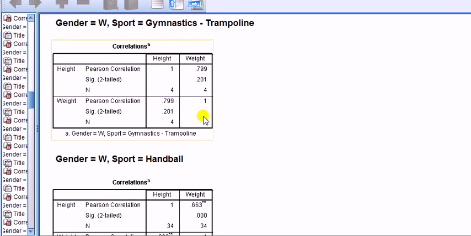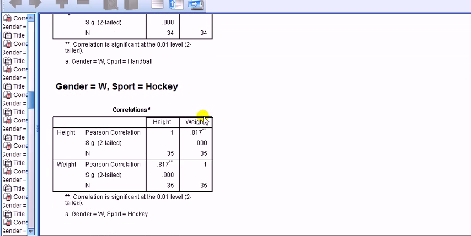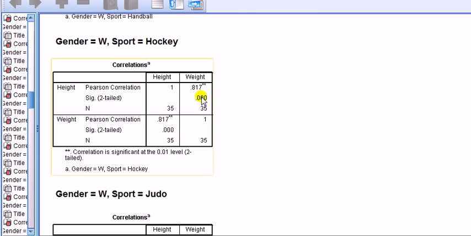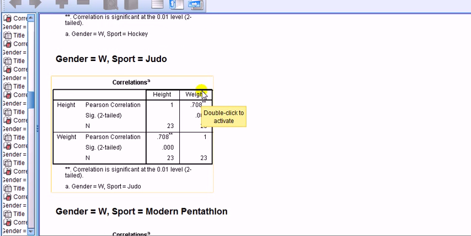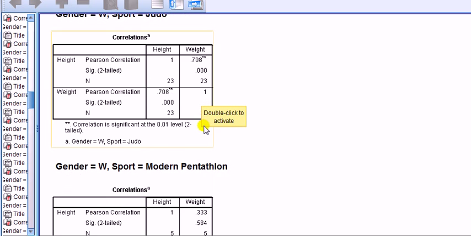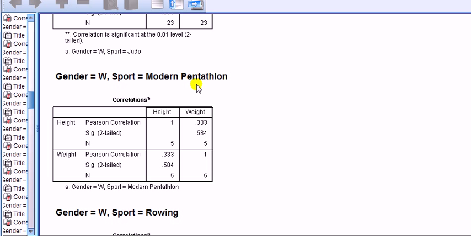Gymnastics trampoline 0.8. Handball 0.663, hockey 0.8, judo 0.7, pentathlon, well look at this, this is different to the men's results because for the men's it came out at 0.9, this has come in much lower, 0.333. However, we have to note that it's based on 5 participants here. Okay, the results are more reliable where you have a larger sample.